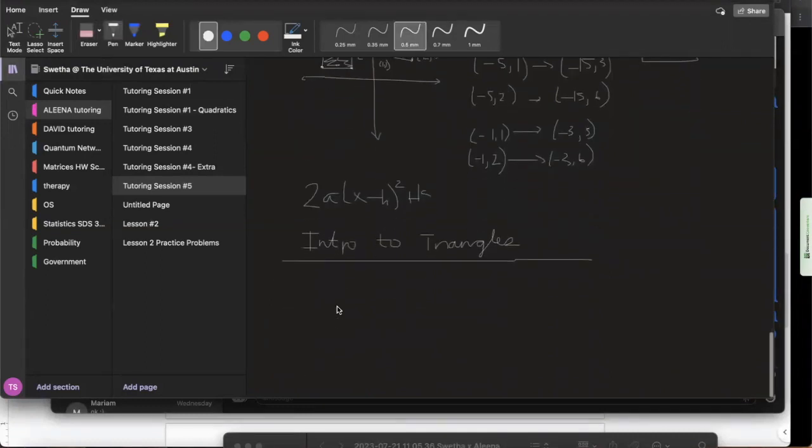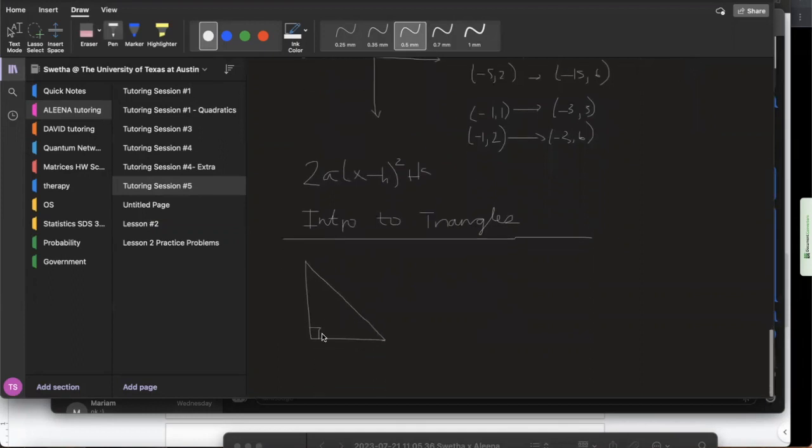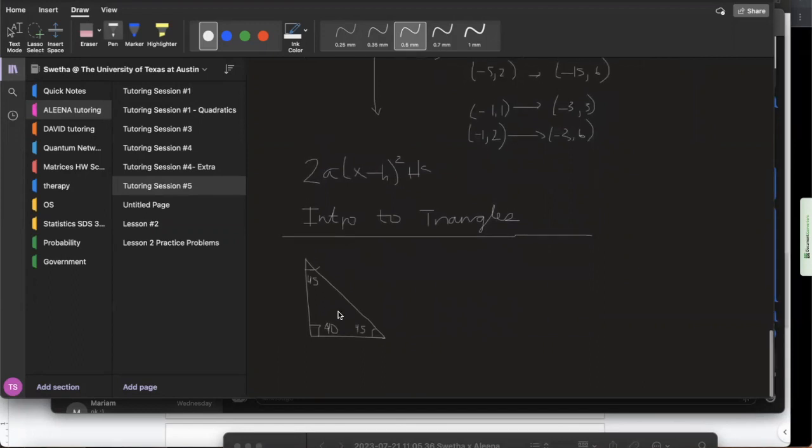The first one is a 45-45-90 triangle. So this is the 90 degree angle right here. And then this is 45. And this angle right here is also 45. What's important for triangles, which you probably already know, is that they have to add up to 180 degrees. So we have a 45, 45, 90 triangle. And then the other triangle that's also important is a 30, 60, 90 triangle. Looks something like this.